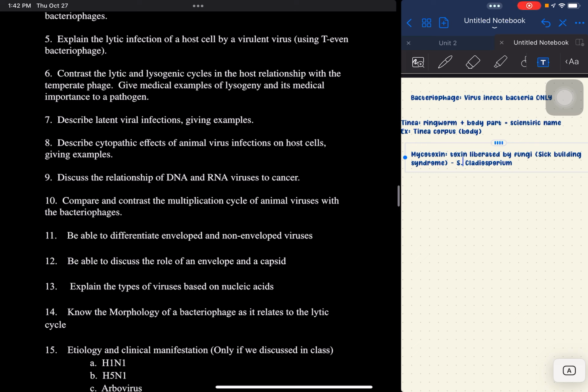Okay. Describe latent viral infections. Latent is dormant, so that's also known as lysogeny. The two that I talked about were herpes and also shingles, chickenpox.